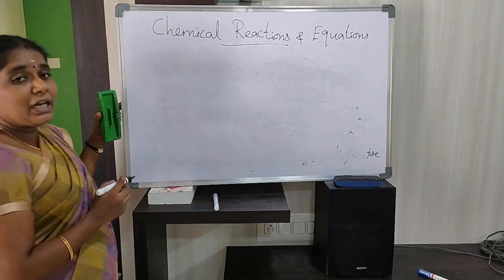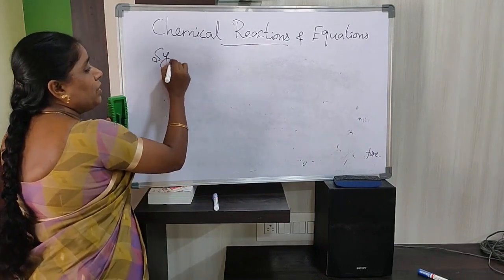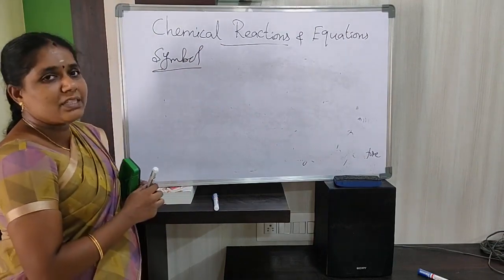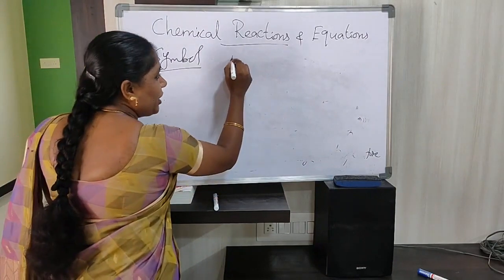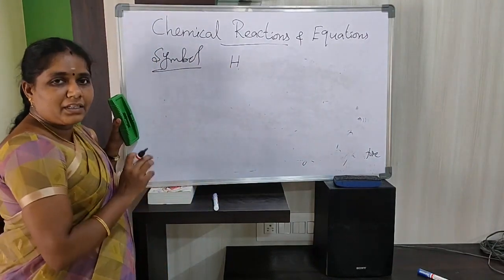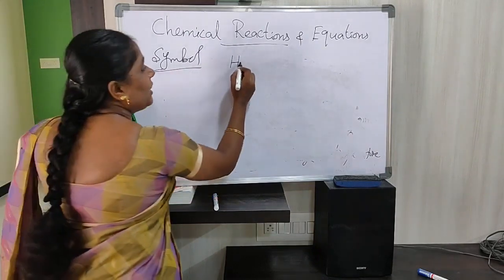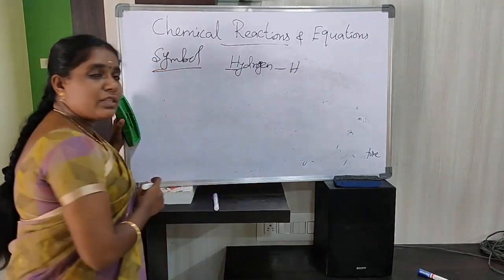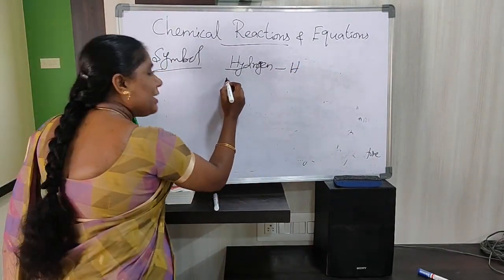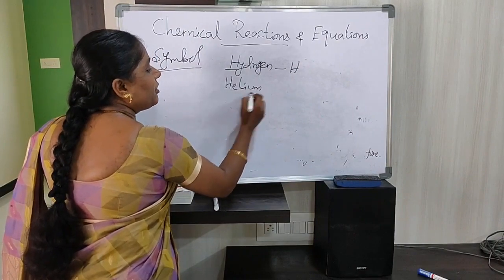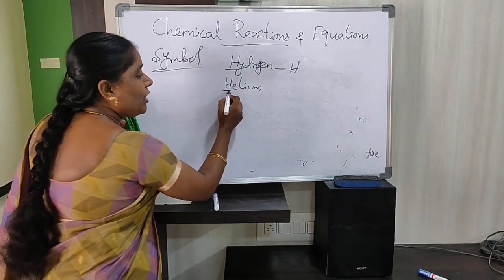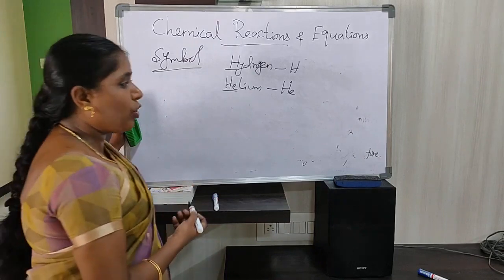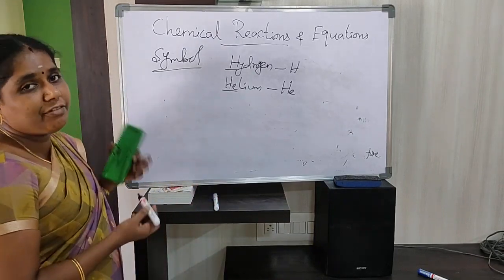In your 9th standard, we have learned what is meant by a chemical symbol. It's a short way of representing an element, isn't it? For example, hydrogen is represented with the capital letter H, from its first letter. So the symbol of hydrogen is H. Same like this helium: the first letter H is already used for hydrogen, so here we will use the first two letters. The first letter is capital and the second is small, that is He. This is the symbol of helium.